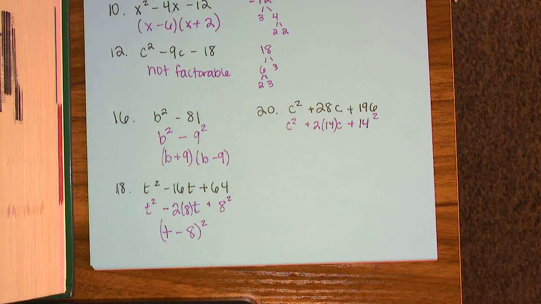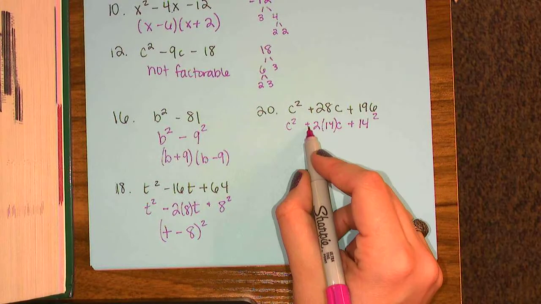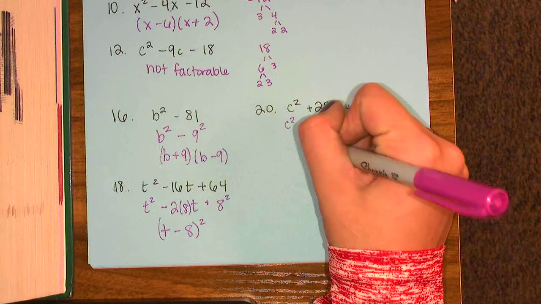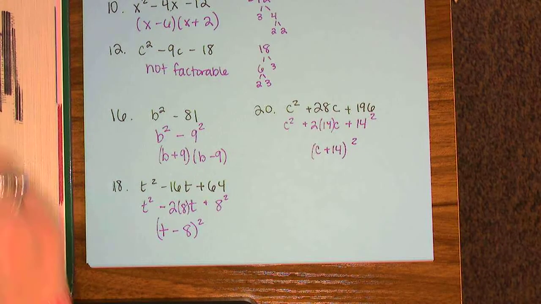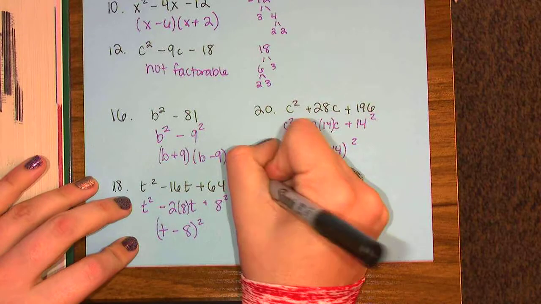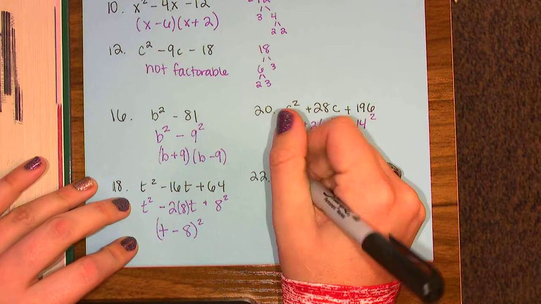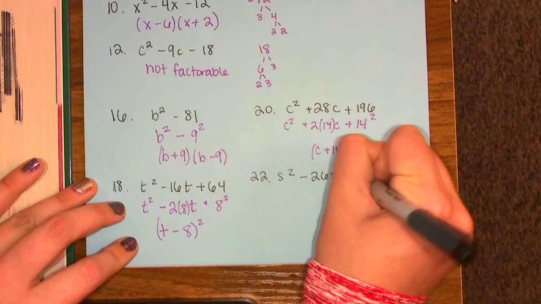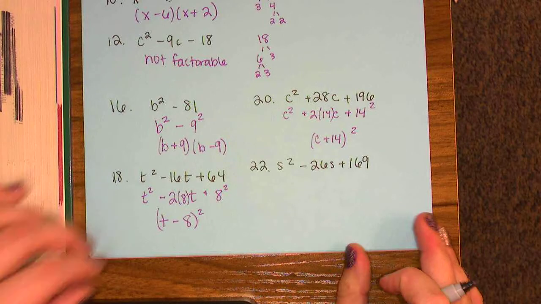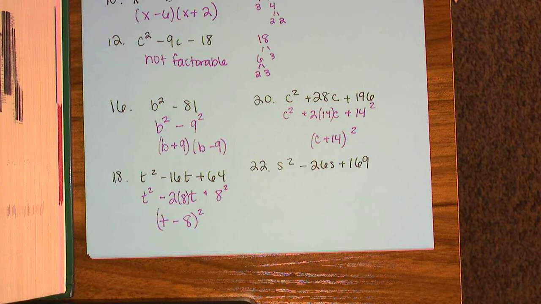So that's just an easy way to think about it when you have this special case of them. So I would just have c, this is positive, so it's going to be plus 14, whole thing squared. And last but not least, we have number 22. So s squared minus 26s plus 169. Okay, this is the last of this type. We have one more thing we have to do. It's all actually solving these equations, but it actually isn't that bad.